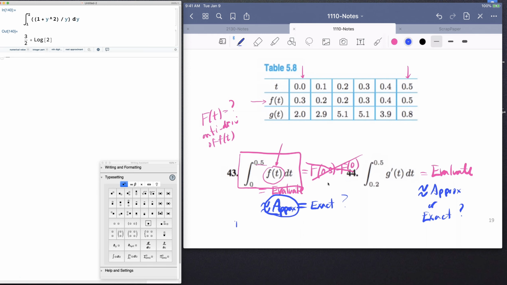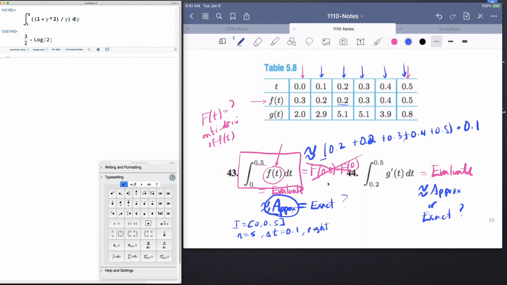We can see here that our interval is 0 to 0.5. And we could choose, say, 5 rectangles here. So delta t would be 0.1. And then perhaps we could choose the right endpoints. So we would choose the function at 0.1, 0.2, 0.3, 0.4, and 0.5. There would be your 5 function evaluations. So we can approximate this answer by the function at 0.1, plus 0.2, plus 0.3, plus 0.4, plus 0.5, all that multiplied by 0.1. So that is the approximate answer to that integral, because we don't have the antiderivative information given to us.